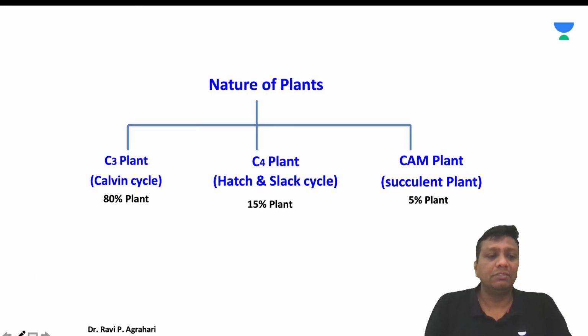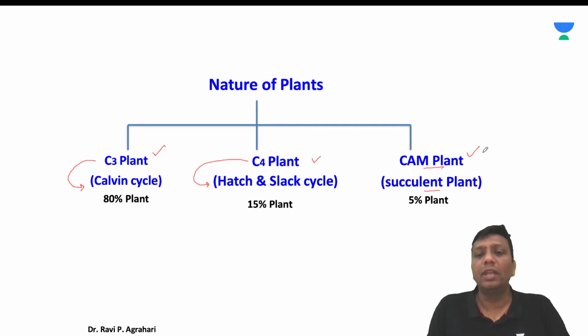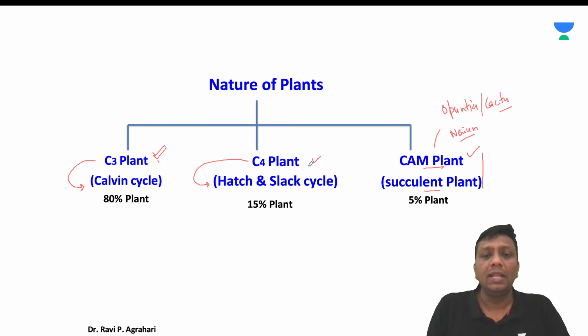Now come to the nature of plants. Worldwide, if you see the plants overall, guys, three natures of plants are available. The one is C3 plant, the second is C4 plant, and the third is CAM plants. C3 plants have the Calvin cycle for photosynthesis, food synthesis. C4 plants have the Hatch and Slack cycle for food synthesis, and CAM plants are succulent plants growing in dry areas, like Opuntia or cactus. Apart from that, you can see another plant like Nerium. These are a few of them. But one thing I will tell you guys, the maximum plants worldwide are C3 plants and some of them C4; maximum plants are C3, then C4, and CAM plants are limited, guys.